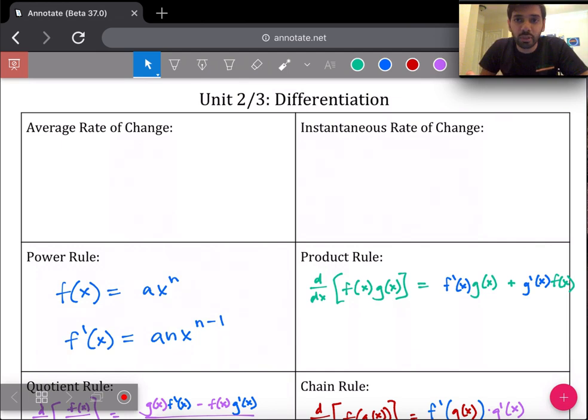Hey everybody, this is going to be the study guide for Unit 2/3. I wanted to merge these two topics because they were in my binder that I was looking at earlier, where I lesson plan. Unit 2 and Unit 3 are both about differentiation and introducing all the different rules for differentiation.